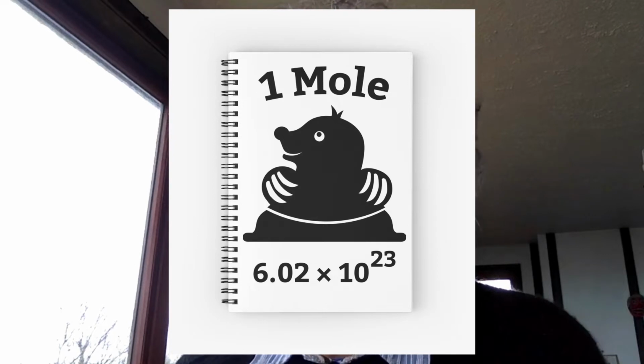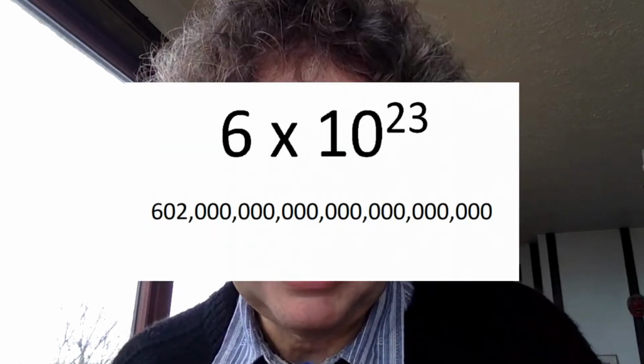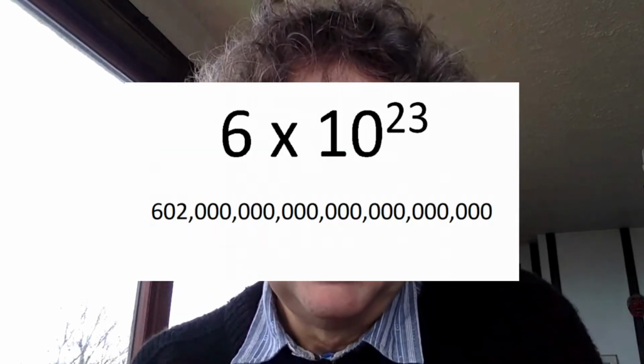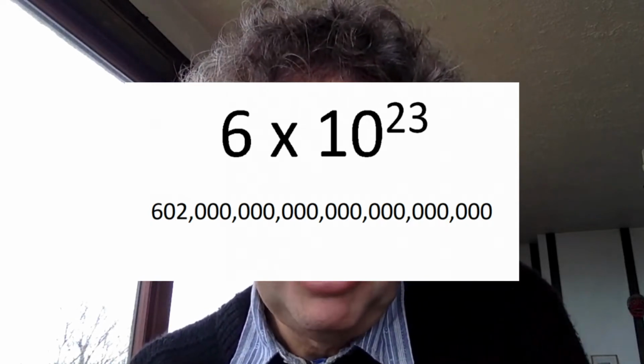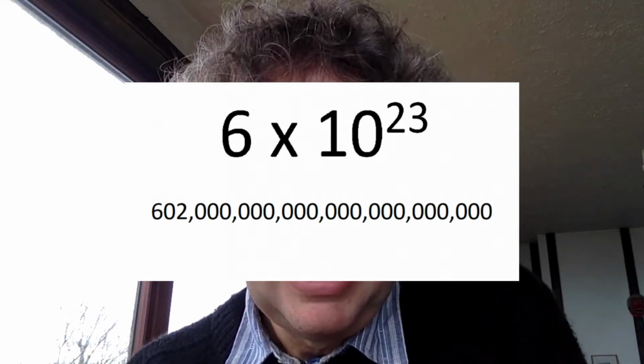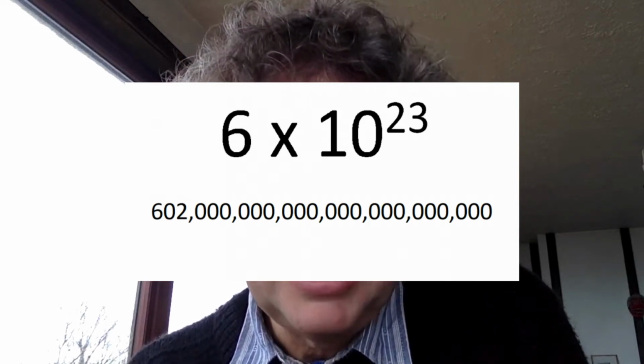It's an unimaginably large number. There's less than 10 billion people on the planet, so that's 10 to the 10. And 10 to the 20 is 10 billion times 10 billion. If you multiply that by 1,000, it's 1,000 times 10 billion times 10 billion times 6.